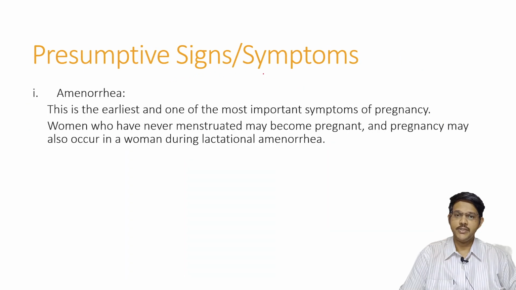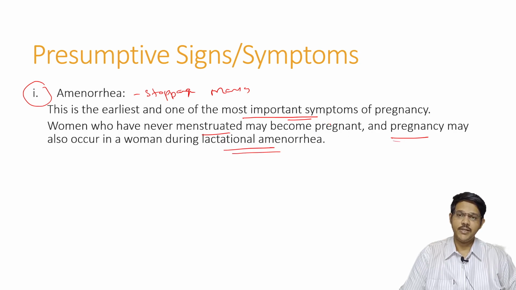Coming to presumptive signs and symptoms. First is amenorrhea, which is nothing but the stoppage of menses. This is the earliest and one of the most important symptoms of pregnancy. Though amenorrhea is not confirmative, since women who have never menstruated may become pregnant, and pregnancy may also occur in cases of lactational amenorrhea, where because of lactation menstruation is not present. Even then there are cases where the woman may become pregnant.